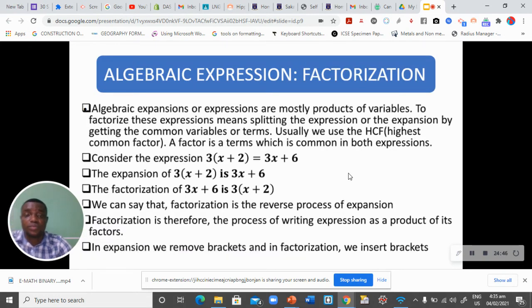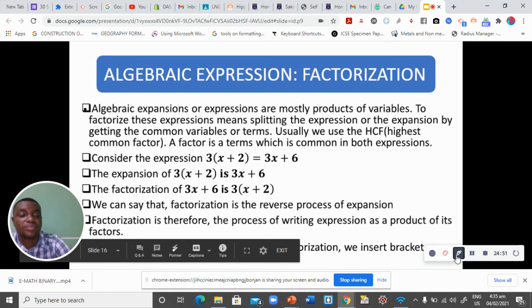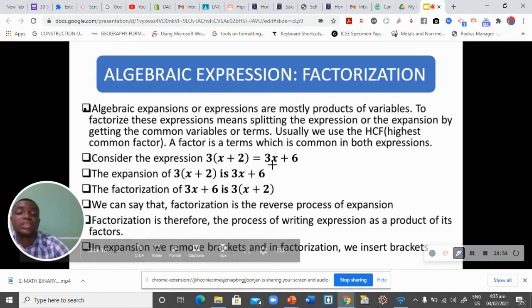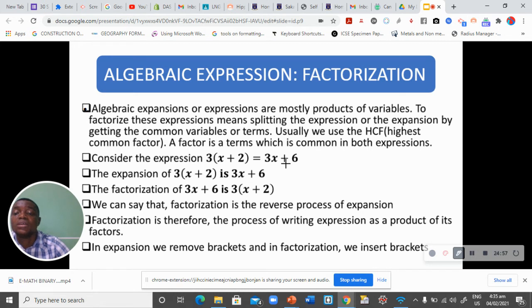So we are moving on to factorization: how to factorize a given expression. Algebraic expansions and expressions are mostly products of variables. To factorize an expression means splitting the expression or the expansion by getting the common variables or terms. Usually we use HCF, highest common factor. A factor is a term which is common in both expressions or terms. So consider the expression 3 times (x plus 2).